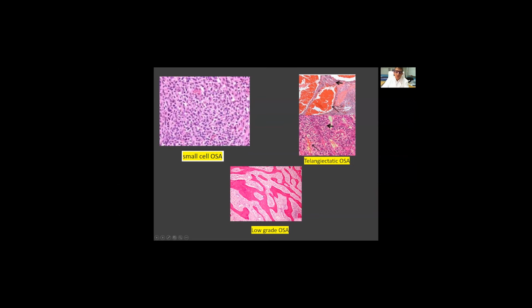Finally, in low-grade osteosarcoma, we see here that the osteoid has a more well-organized shape and structure, and the malignant cells in between this osteoid tissue show a lesser degree of pleomorphism and hyperchromatism.